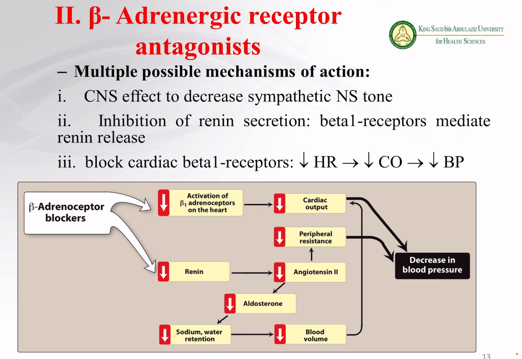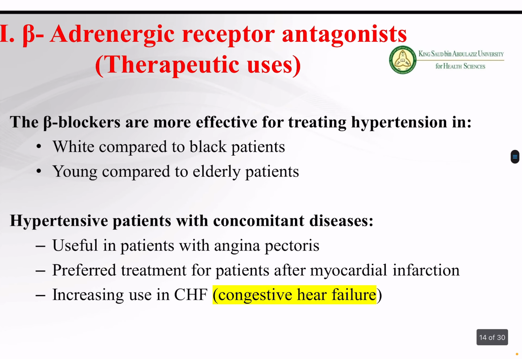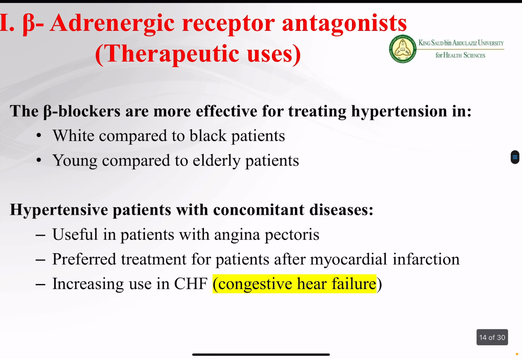And these beta receptor blockers also inhibit the renin release. So we discussed in the previous diagram that decreased renin leads to decreased angiotensin 2, decreased aldosterone, decreased salt and water retention, and thus there is a decrease in the blood volume and a decrease in the blood pressure. Okay. Then we discussed that these beta blockers are more effective for treating hypertension in white patients compared to black, and in young patients compared to the elderly. We don't know the exact reason, but the studies show that it is more effective in young patients as compared to the elderly.